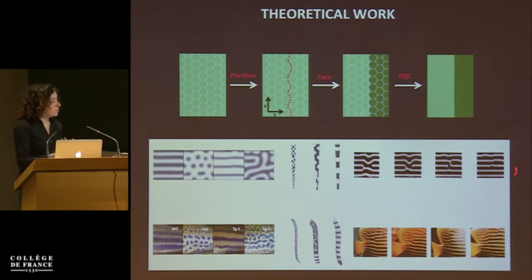So this is not work from my lab. This has been done many, many times to reproduce the stripe pattern variation in the fish mutant strains, for example, or in different organs in the fish or in mammals.